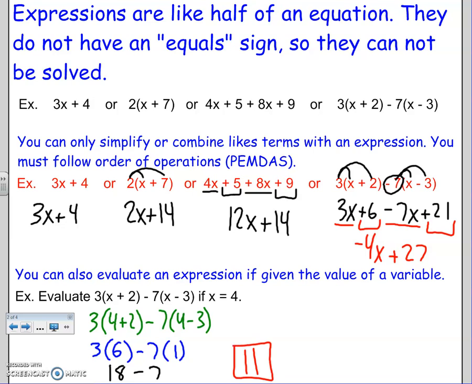So this turns 11. Now the cool thing about this is you can plug in x right away, or you can combine it and then plug in x. So if we go back up here, I had that negative 4x plus 27. I can plug 4 into that. So I do negative 4, plug in 4 for x there, plus 27. That gives me negative 16 plus 27, which is also 11. Same answer. All right, so you can combine, then plug in, or you can just plug in and then simplify. Your choice.